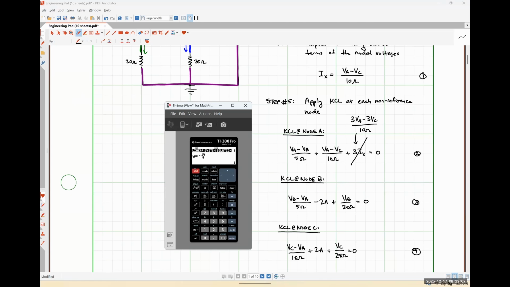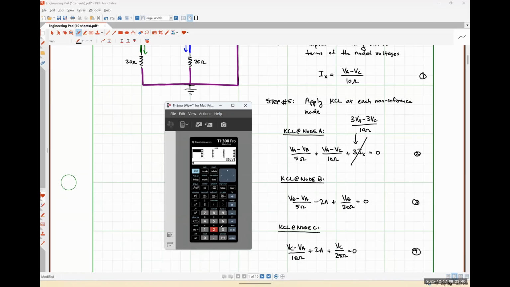So, I'm going to clear my memory and we're going to go into the system solver by pressing second and then tangent. And now we're solving a 3 by 3 linear system of equations. So I'm going to do option 2. Okay. And so in the first column, I'm going to put the coefficients for VA. In the second column, I'm going to put the coefficients for VB. In the third column, I'm going to put the coefficients for VC. And in the fourth column, I'm going to put any constant terms I may have.